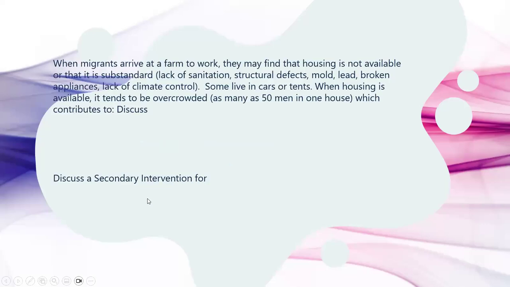Good. All right. So when migrants arrive at a farm to work, they may find that the housing is not available, or it may be available, but it's substandard. There may be mold, broken appliances. Because remember, people are not living in these housing quarters ongoingly. It may be just for 2 months out of a whole 12 months. And so sometimes the employers don't keep those things up. Some even live in their cars or tents because they're just there for that amount of time, like strawberries.